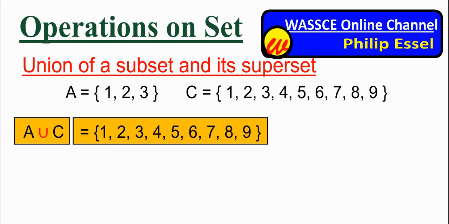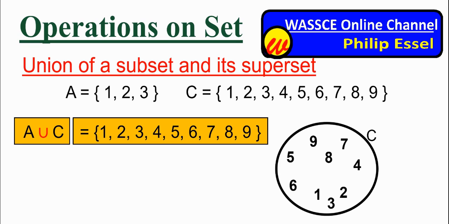Now let's illustrate this with a diagram. So we have the set C with all of its members from 1 to 9, and we also have the set A with its members 1, 2, and 3. As we can see from the diagram, the set A has its members in the set C. So that makes set A a subset of the set C.